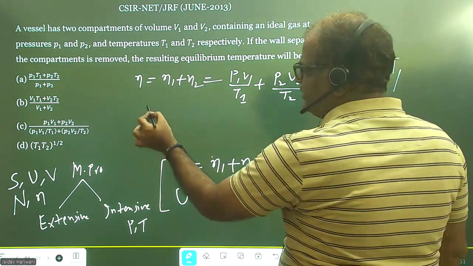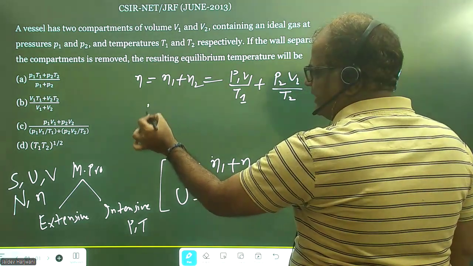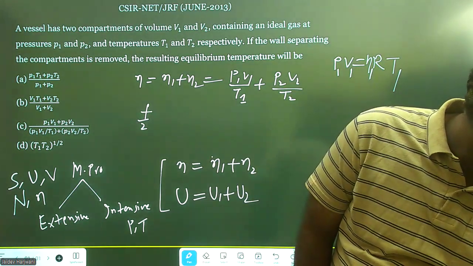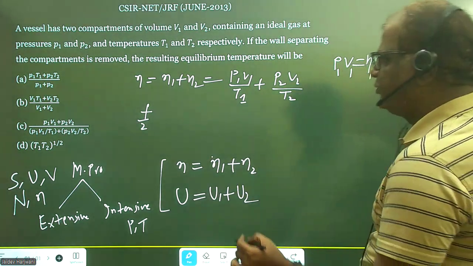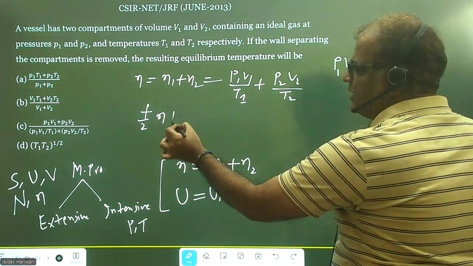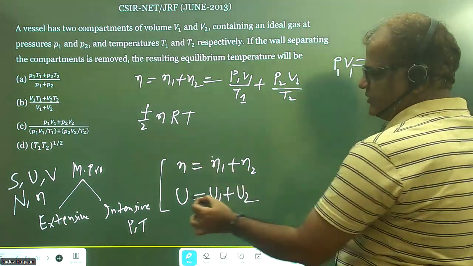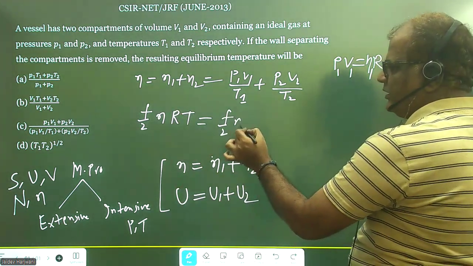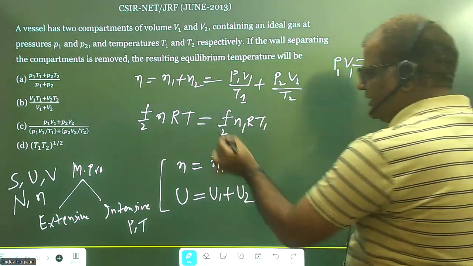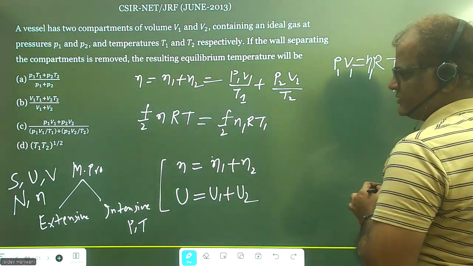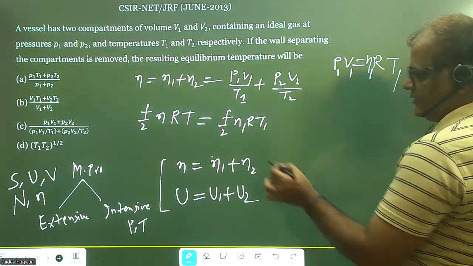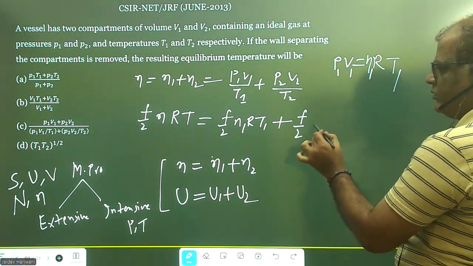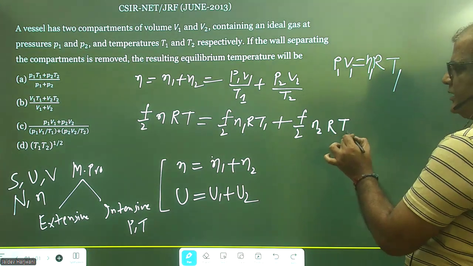And now the internal energy U is given by f by 2 N R T, where T is the final temperature. I'm writing this U, and this will be equal to U1 plus U2, that is f by 2 N1 R T1. This is the kinetic energy of the ideal gas, purely temperature dependent, and this is the only internal energy. U2 will be f by 2 N2 R T2.